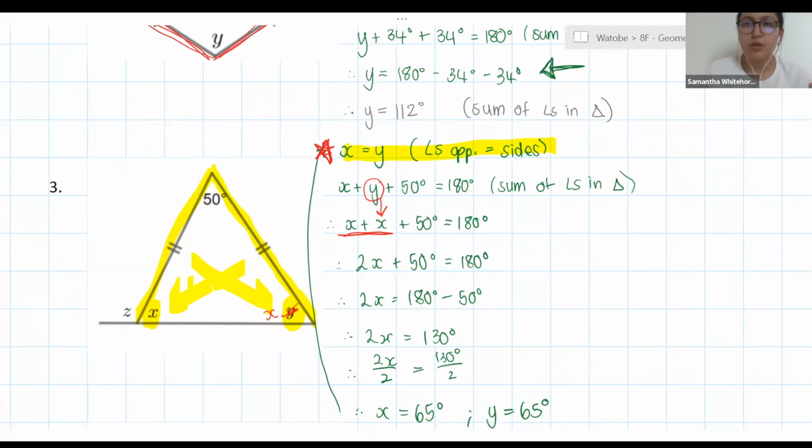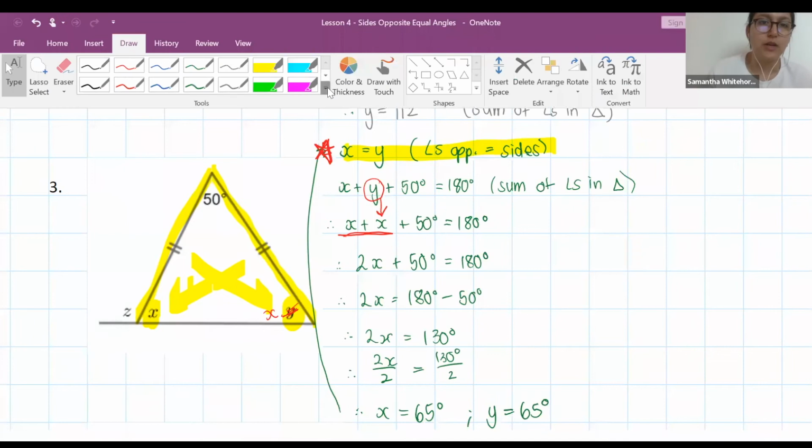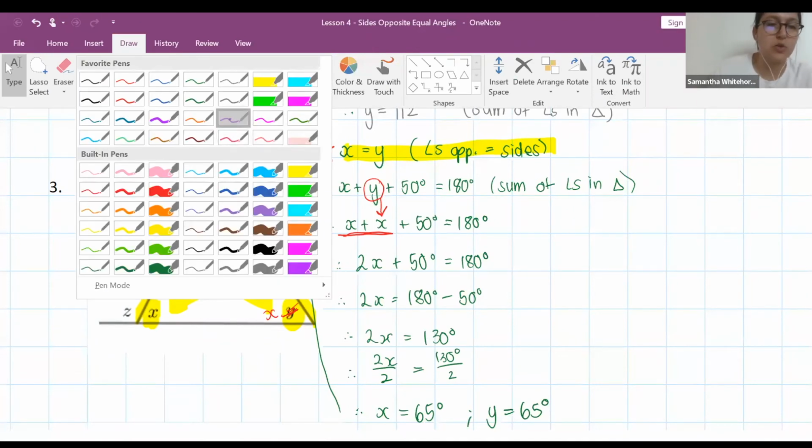All right, Siamo, are you going to tell me what Z is? Ma'am, I wanted to ask about this little question. Okay, so when we're doing exterior angles, do you add all the angles together or do you subtract them? So are you asking for Z specifically? Yes, ma'am. Good. Right, so we're going to do Z at the same time as I'm answering this question.